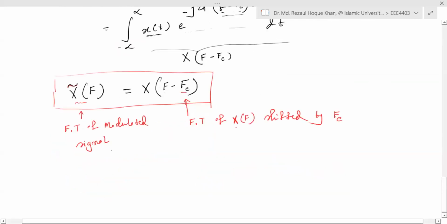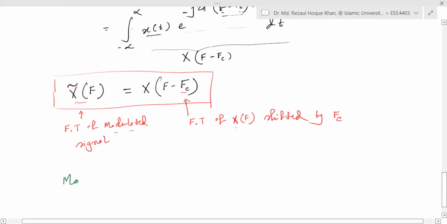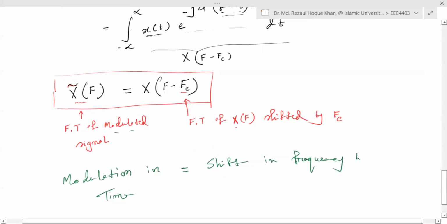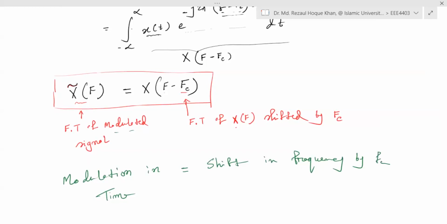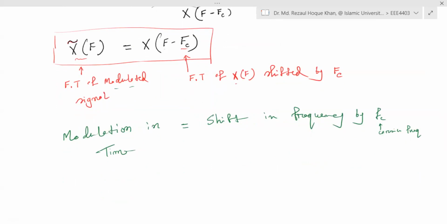So we can write that this is the modulated signal. So modulation in time is nothing but the shift in frequency by fc, or carrier frequency. When we modulate something, we actually shift that signal by its carrier. That's the modulated signal, and that's the summary of this example.